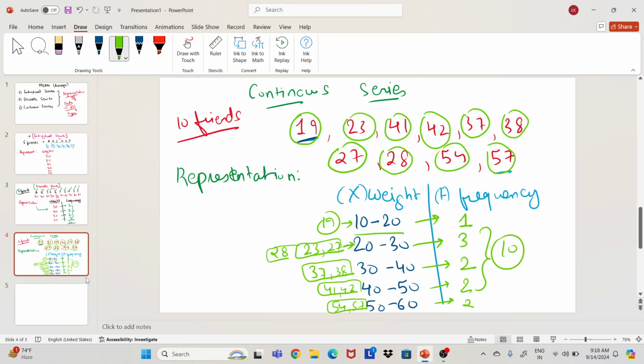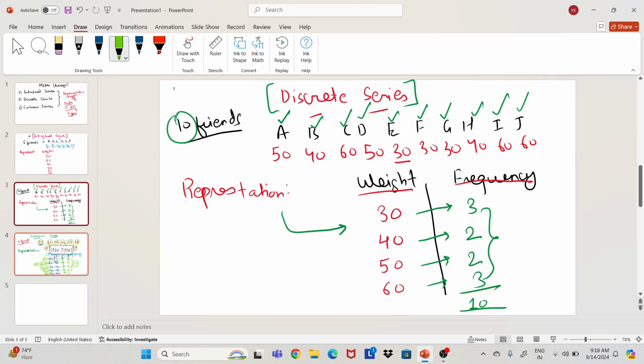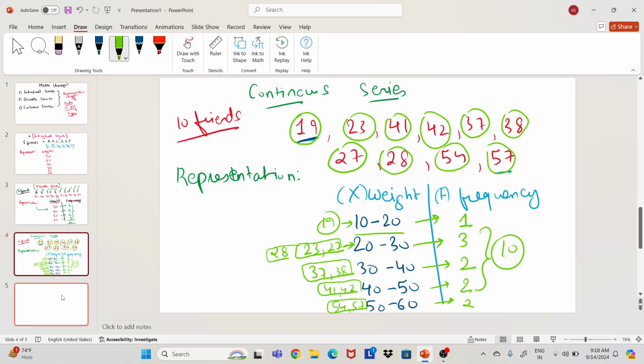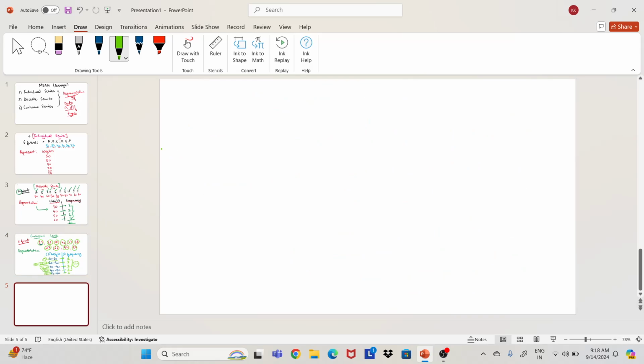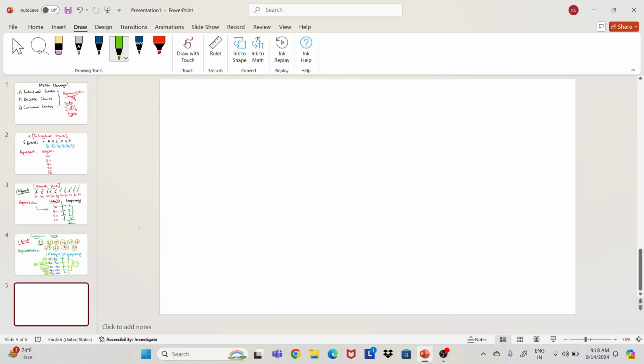So we have seen the 3 different types of series: this was individual, this was discrete, and this was continuous. Now we'll see how to calculate mean in different series. First of all, we'll start with individual series. How can we calculate mean in individual series? So let's start the calculation of mean in individual series.